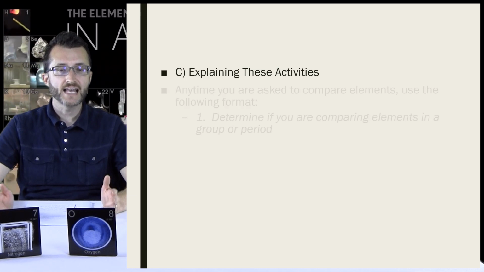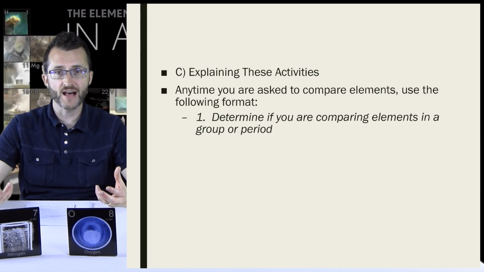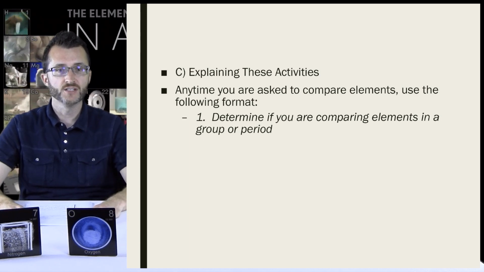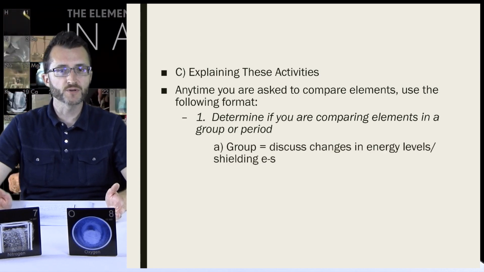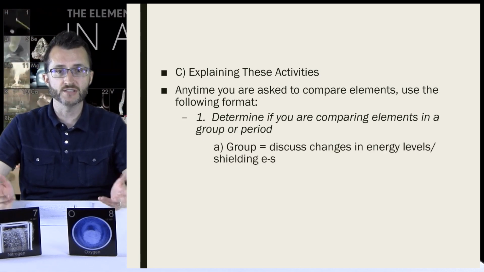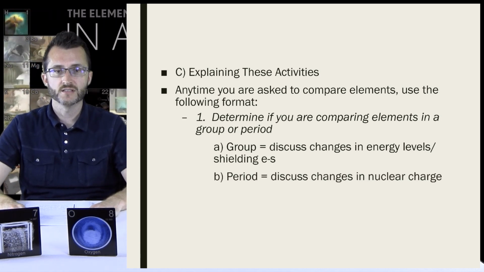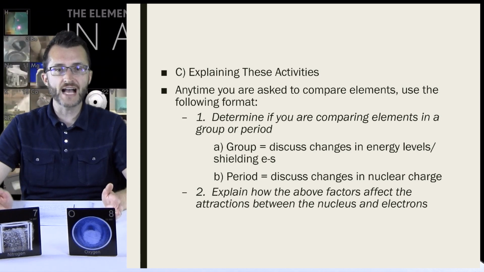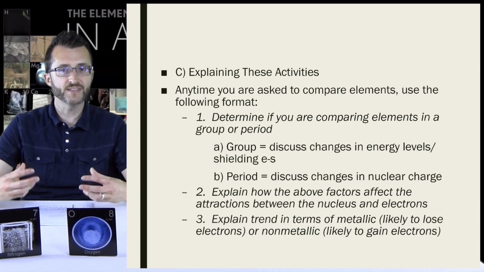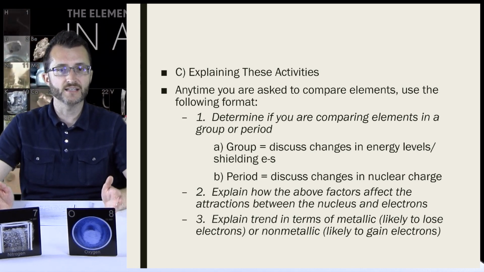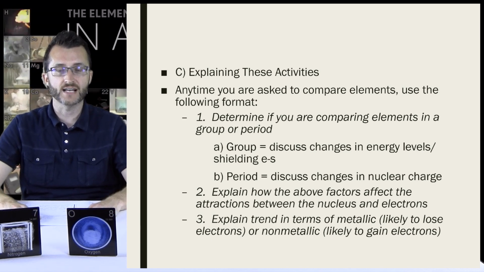Explaining these activities. Anytime you are asked to compare elements, use the following format. You kind of have a recipe you're going to follow when answering these types of questions. Number one, determine if you are comparing elements in a group or period. If we're in a group, we're gonna discuss changes in energy levels or shielding electrons. If we're in a period, we're gonna discuss changes in nuclear charge. Number 2, explain how the above factors affect the attractions between the nucleus and electrons. And then put everything together at the end. You're gonna explain that trend in terms of metallic, likely to lose electrons, or non-metallic, likely to gain electrons.